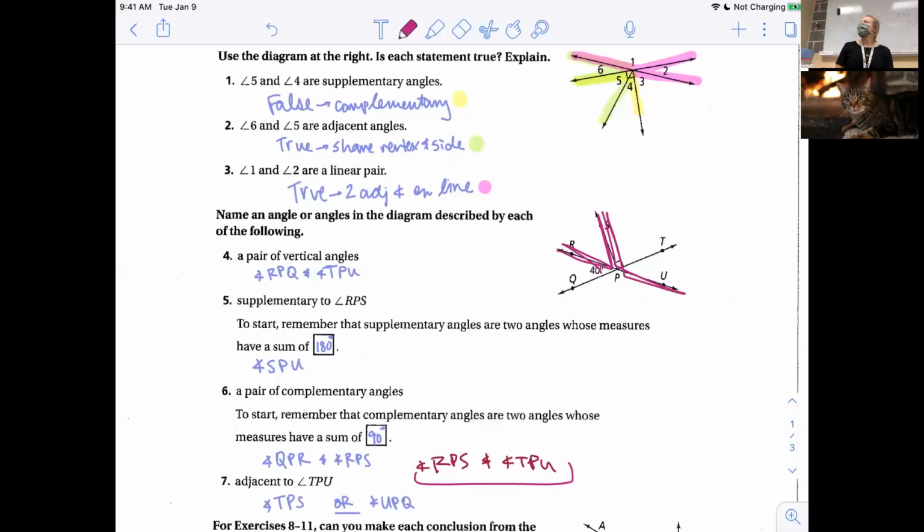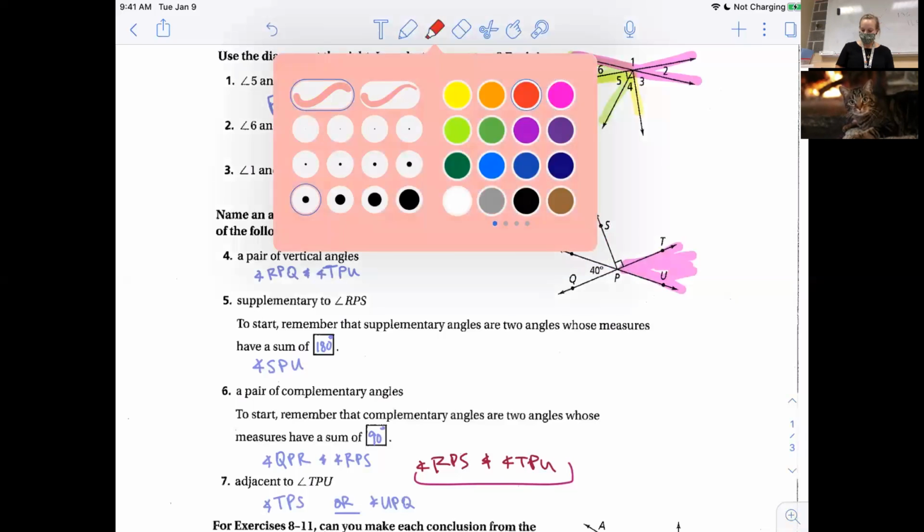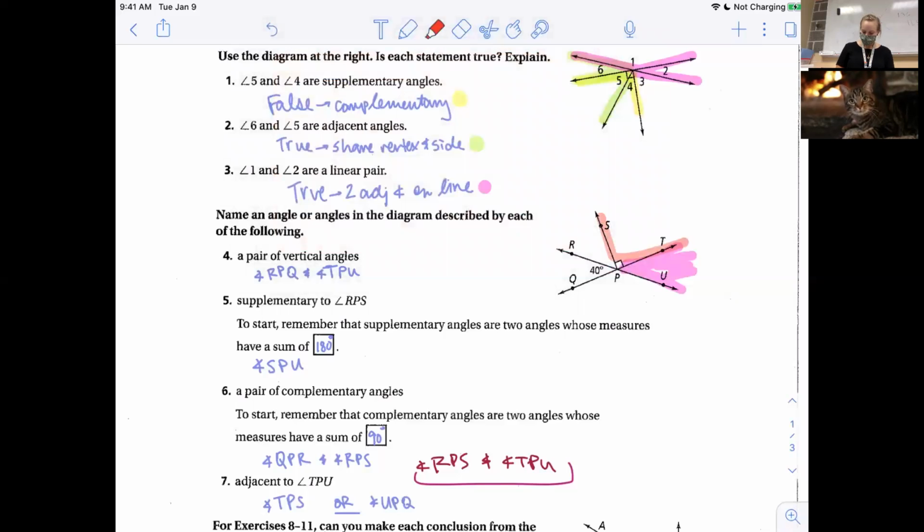For number 7, are we required to do both? Nope, you can just do one. There's actually a lot of answers for number 7 with angles that are adjacent to TPU. They just have to share a side and a vertex. I picked the 2 obvious ones, SPT and QPU, which directly share that side. But I could also have done a weirder angle, a straight angle right here. RPU would be adjacent because they share a side.